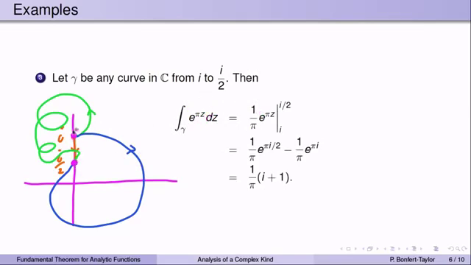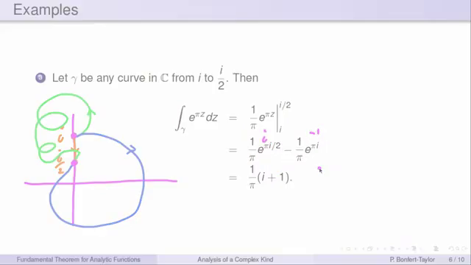subtract from that the value of e to the pi z at the initial point, which is i. So we get 1 over pi times e to the pi i over 2, and subtract from that 1 over pi times e to the pi i. But e to the pi i over 2 is i, and e to the pi i is negative 1, so that we get 1 over pi times i plus 1.